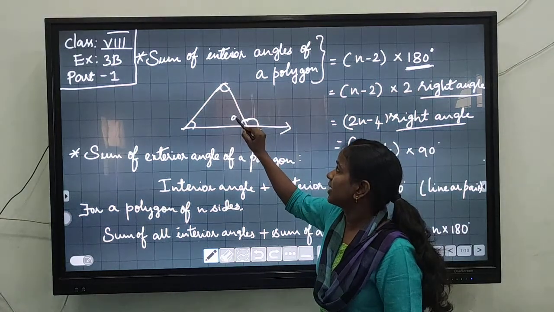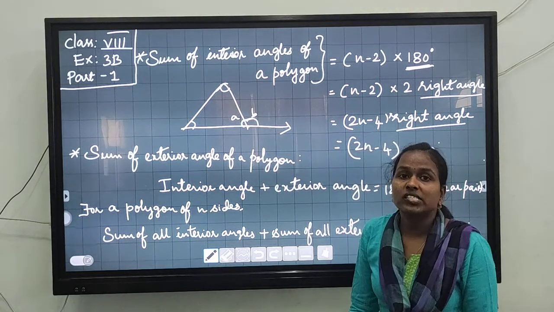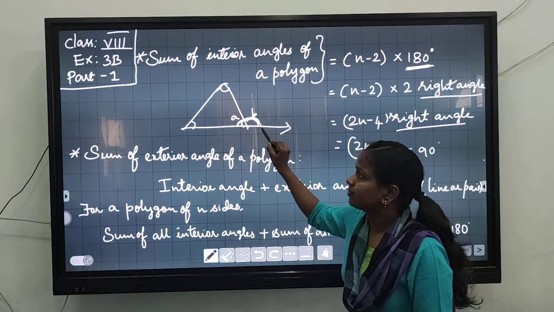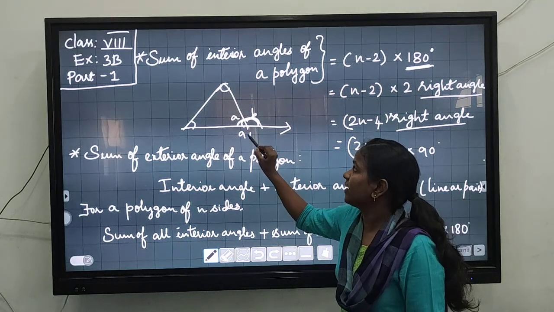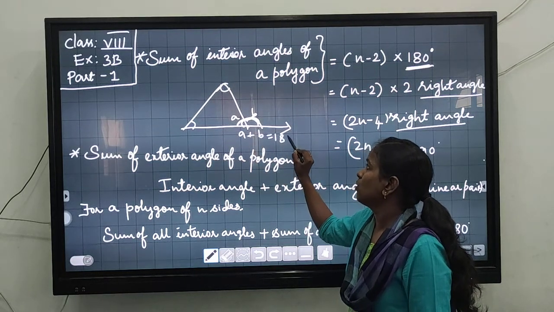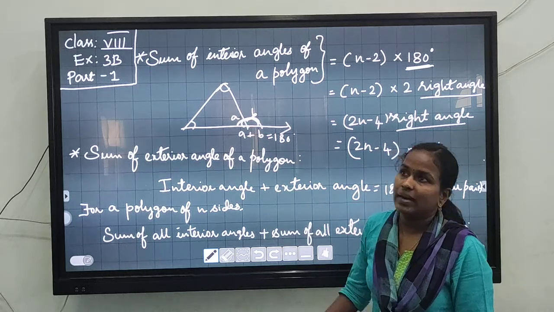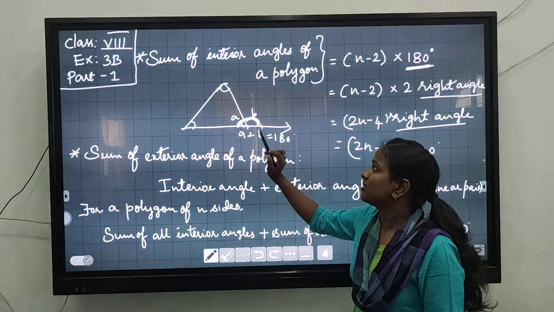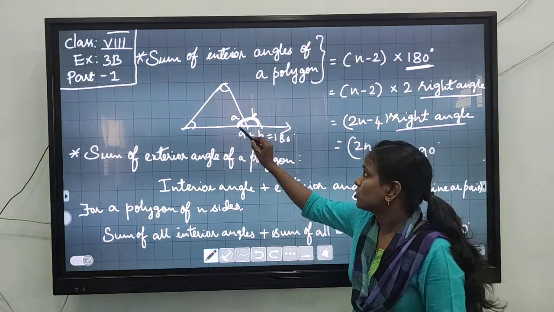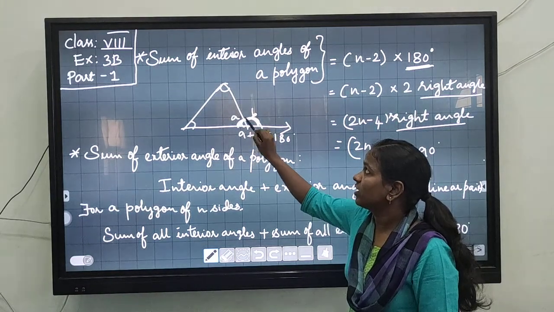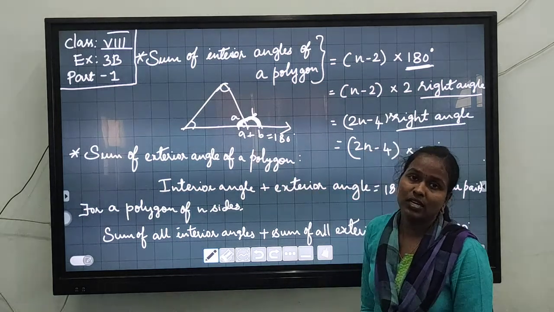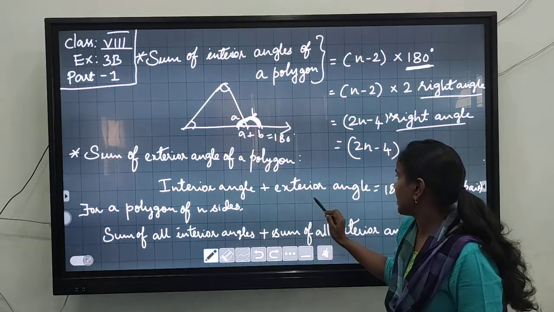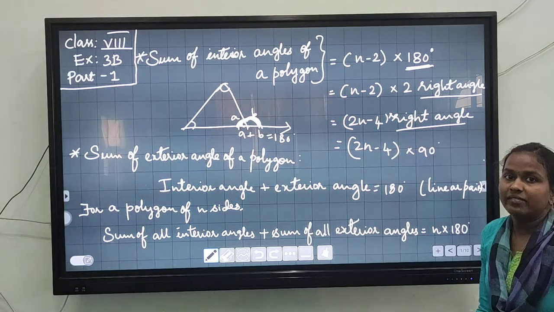I named this angle A, and this angle B. You know a straight angle is equal to 180 degrees. That means this is a straight angle, no? So we can say angle A plus angle B is equal to 180 degrees. This is called a linear pair. If any two lines intersect at one point, those two angles add up to 180 degrees. So what are these two? One is the interior angle, one is the exterior angle. So we can write this interior angle plus this exterior angle is equal to 180 degrees.